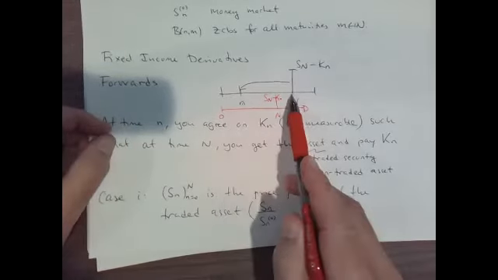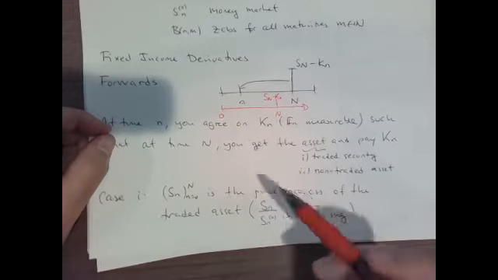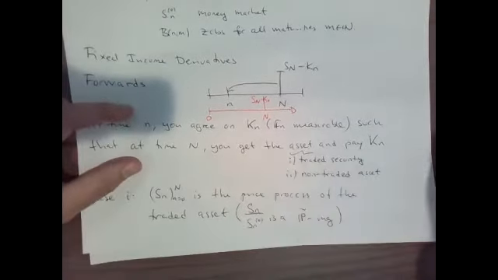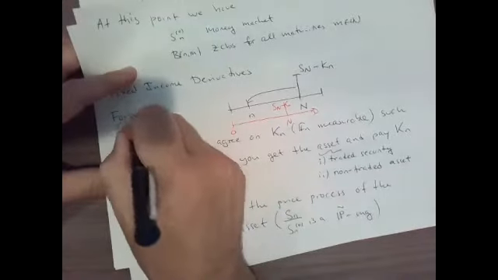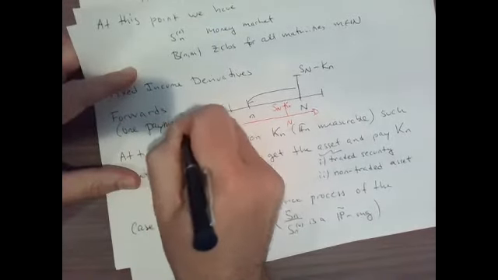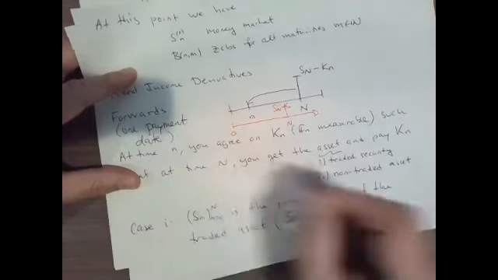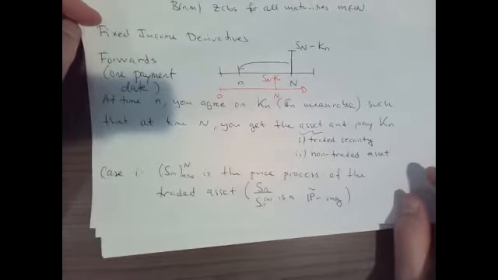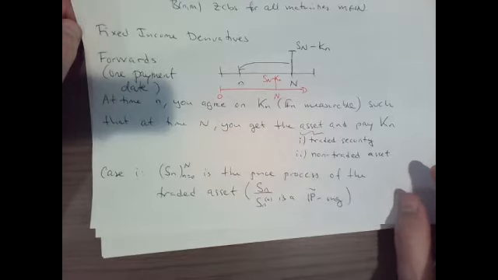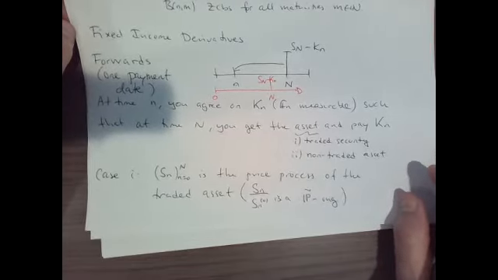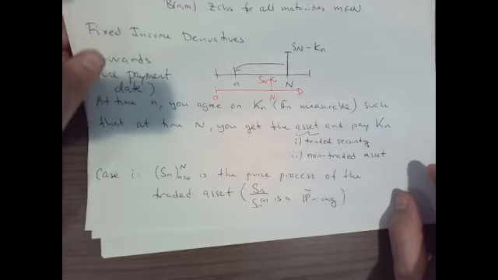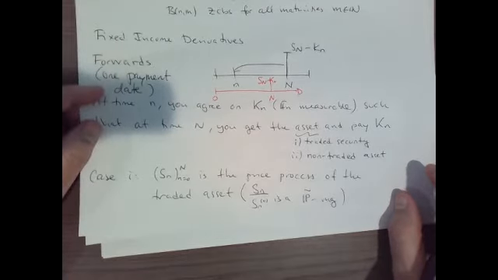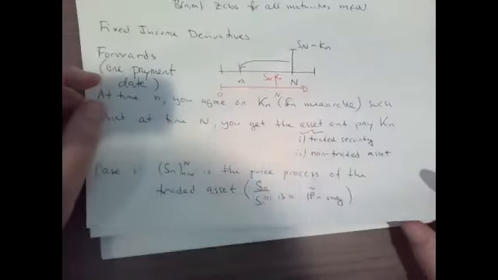And there's only going to be one payment. If the payment is coming here at time capital N, there's only one payment. Does it make sense? Makes sense. Yeah, other questions?